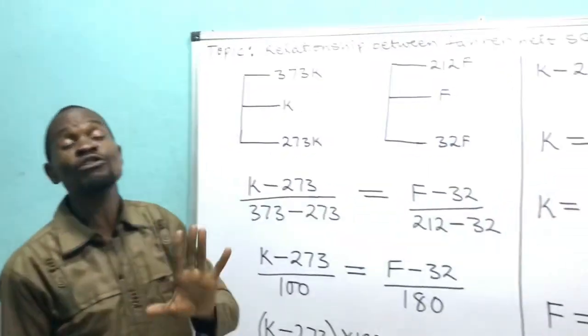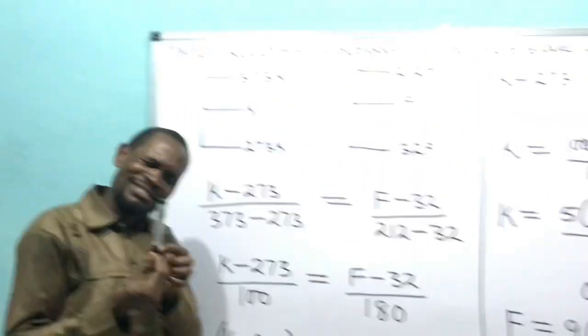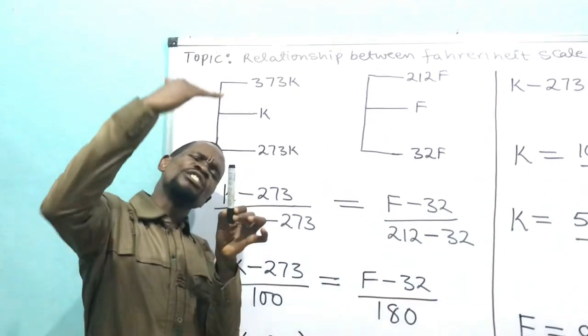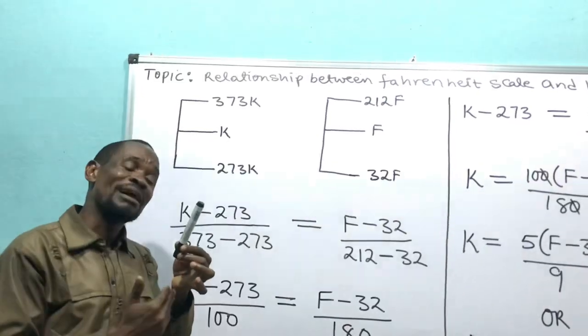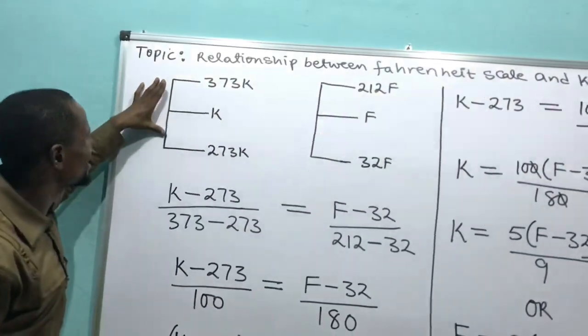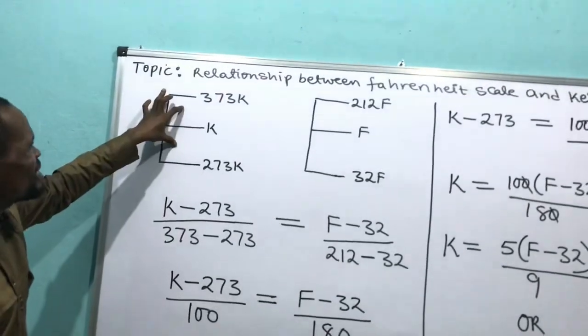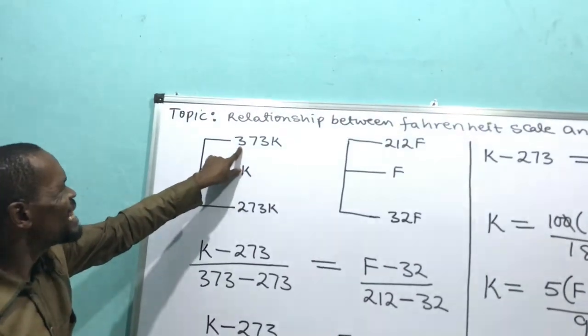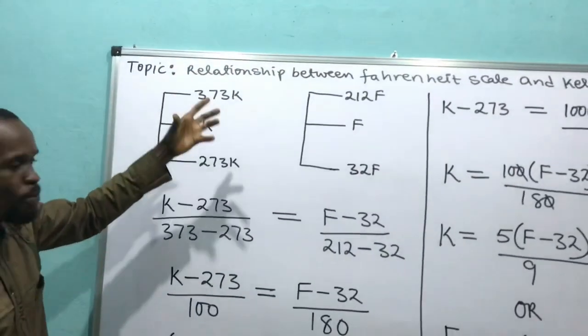lower fixed point of each thermometer. If I want to use a thermometer, the first thing I will ask is: what's the range? What is the upper fixed point, the steam point, and what is the lower fixed point, the melting point? This is my Kelvin thermometer. Kelvin's thermometer has 373 as its steam point, which is the upper fixed point.